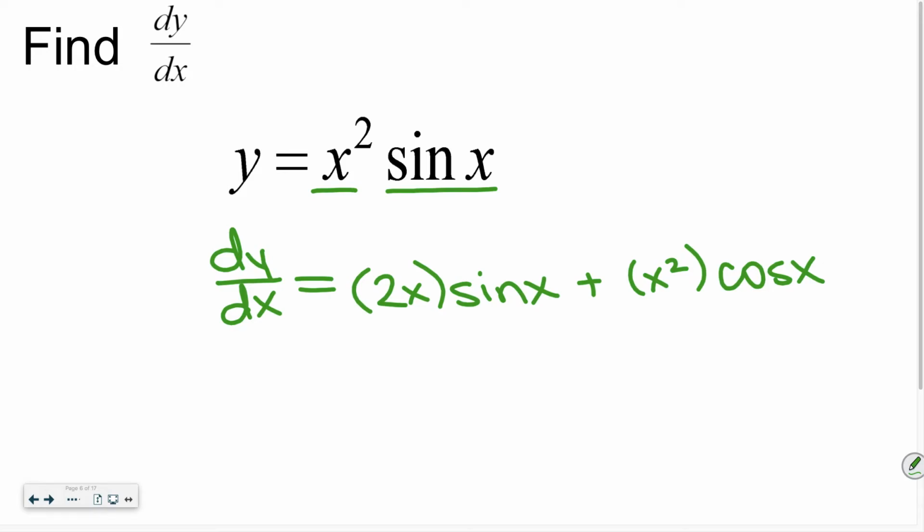So yeah, I can now rewrite this as 2x sine of x plus x squared cosine of x. And it looks fine and dandy. But I just want you to be careful: if you have a negative in any of your derivatives, having it in parentheses will help you see that it's multiplying and not subtracting.